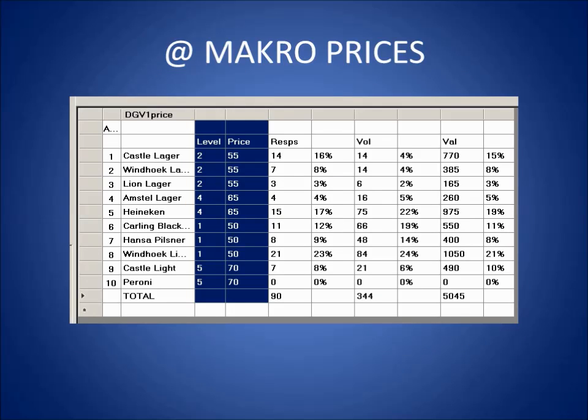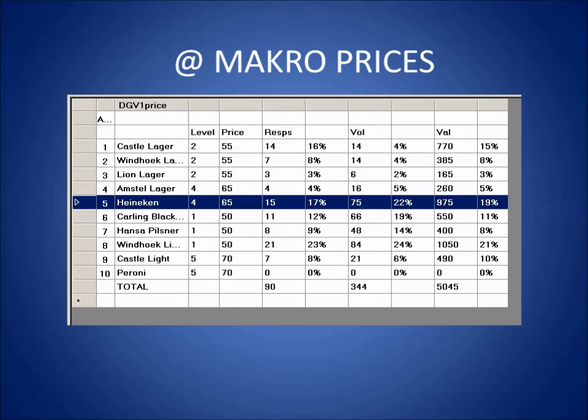Well, that little macro button is quite sexy. It saves the prices once I've set them up for what the macro prices are, and when I click on it, not only does it send me to macro so I can check the prices, but it inserts the prices and the price levels into my little ready reckoner. So you'll see Castle Lager selling at 55 Rand, Lion Lager at 55 Rand, and Heineken at 65 Rand, and then you come down to Castle Light at 70 Rand. So that is the current market structure, and you can see from here what would be the volume and value outcomes of that.